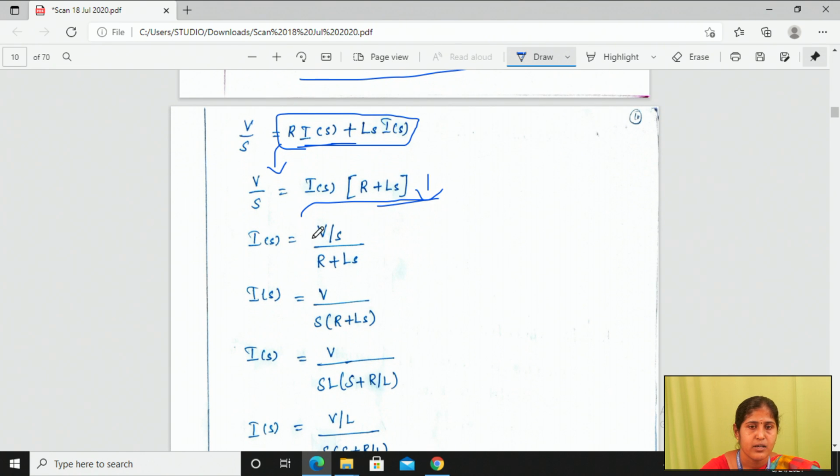Yes, clear. Okay. So now what we have to do, so I of s which is equal to, we have to find out I of s from this network, right? So here we can move this I of s to the left hand side. I of s which is equal to, how we can write, V by s divided by R plus Ls. Okay, so this is the final I of s value.